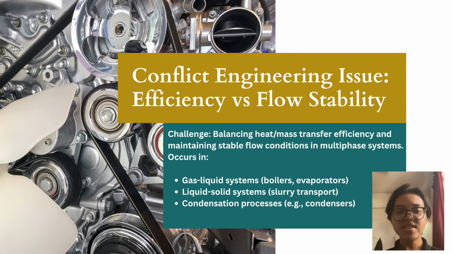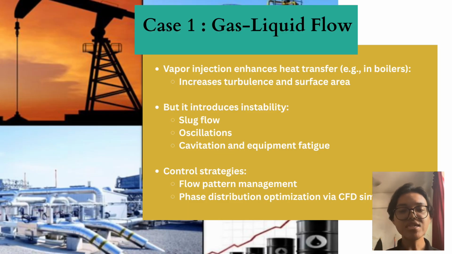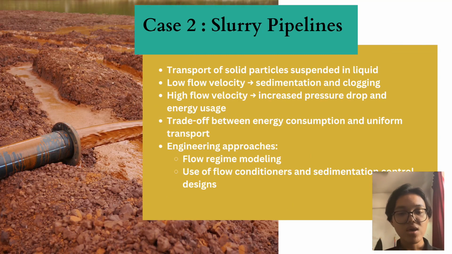For conflicting engineering issues, one is energy versus flow rate, which arises in gas-liquid systems. In systems like boilers or evaporators, adding bubbles helps improve heat transfer because of the increased surface area and turbulence. In slurry pipelines, solids are suspended in a liquid. To keep the solids from settling, we need to maintain a certain flow velocity. But increasing the flow velocity also increases energy use and pressure drop.